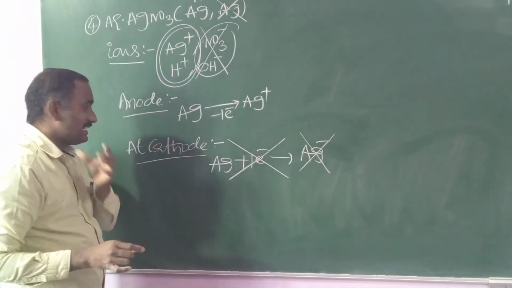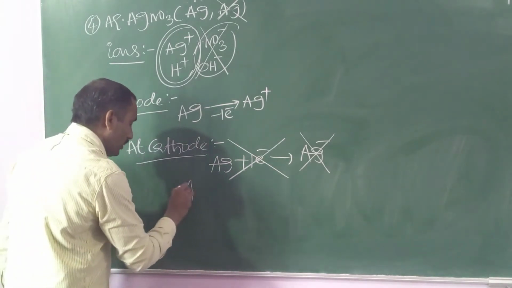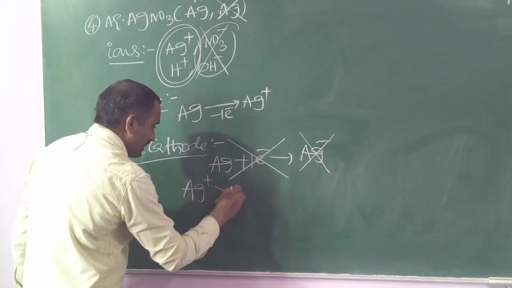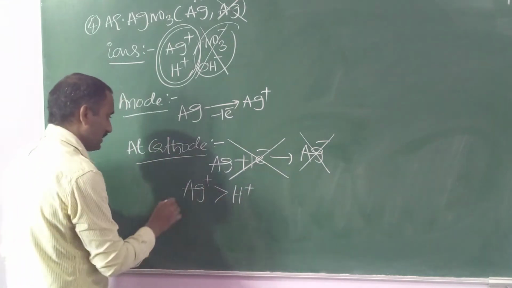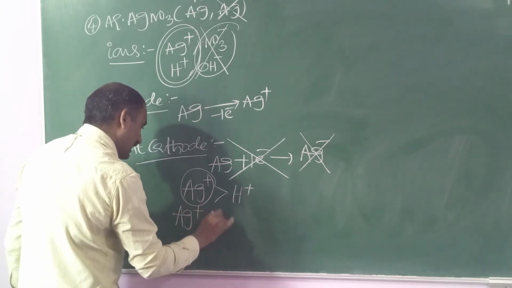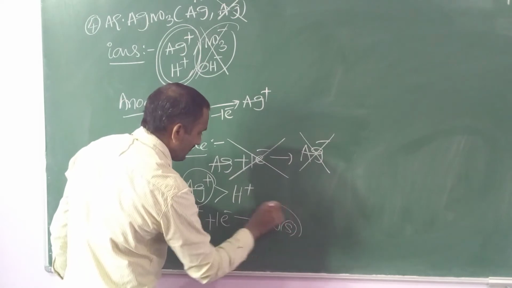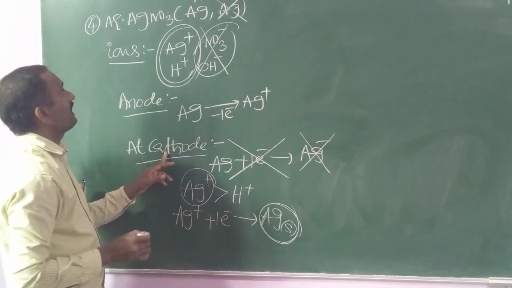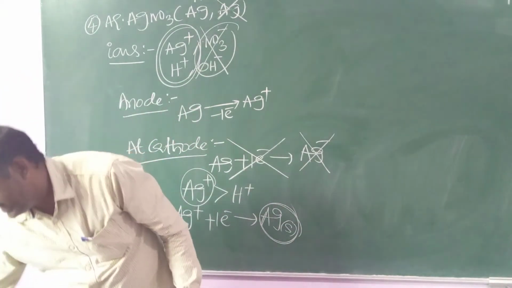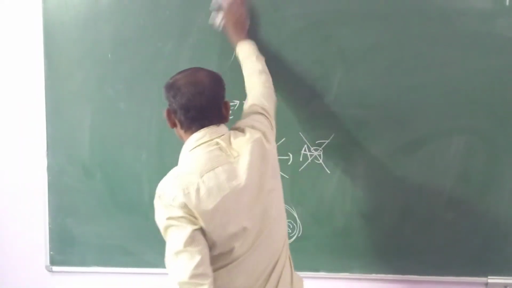Out of Ag plus and H plus, tell me the order. In last class we taught which has more deposition tendency. Ag plus has more deposition tendency than H plus. Therefore, Ag plus gains one electron and becomes solid Ag. Therefore, solid silver is deposited at the cathode. So, like this, we can identify the electrolysis products.